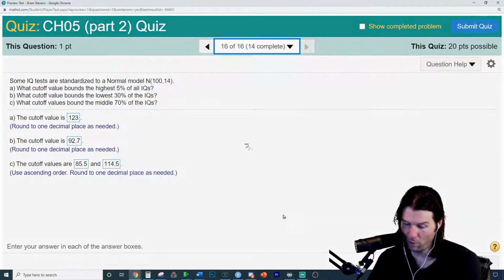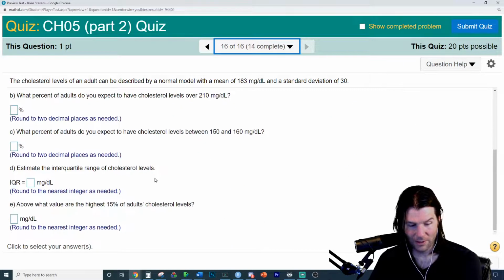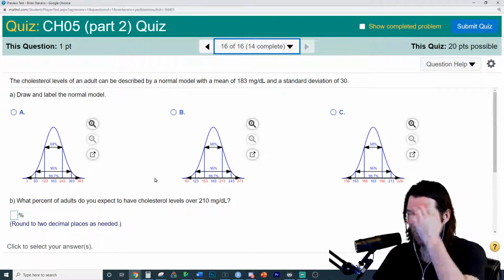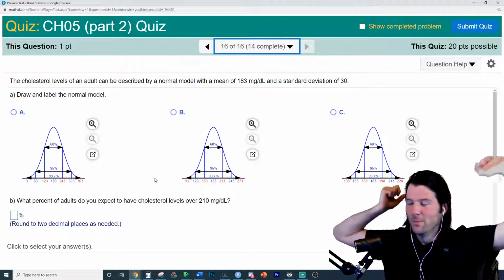I think we just got 2 more, and we've only got 18 minutes. What percent of adults are expected to have cholesterol levels over 210? Oh my gosh, we've got to use the applets. Oh, let's do this one. Someone's going to be wondering about this one. Let's do it, and then we've got to prepare for class. Let's do it. Big stretch.